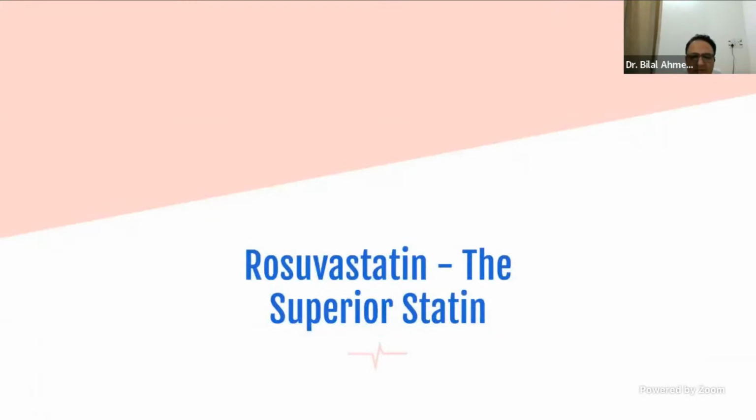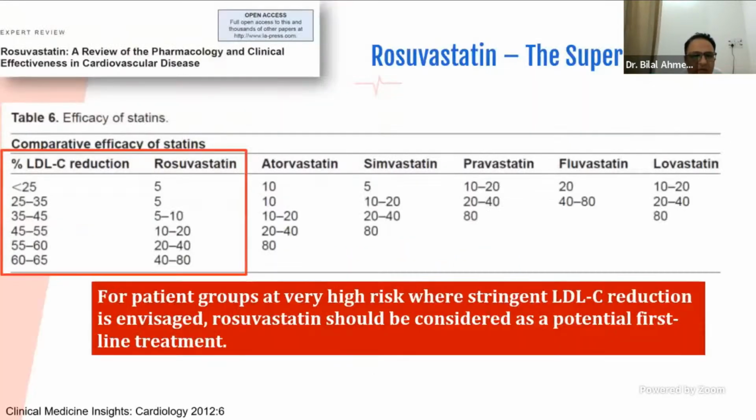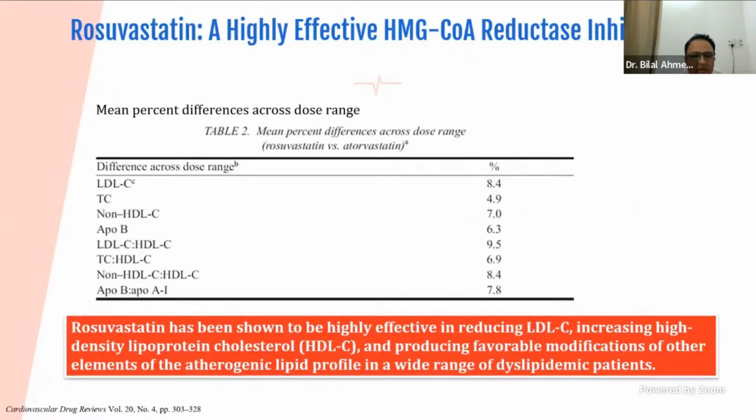Among statins, rosuvastatin is the superior one; it definitely reduces LDL much better than atorvastatin or other statins. LDL-C reduction shows a very drastic and robust change with the use of rosuvastatin as a first line option for acute coronary events. It has a higher HMG coenzyme A reductase inhibitor potential than the other statins.